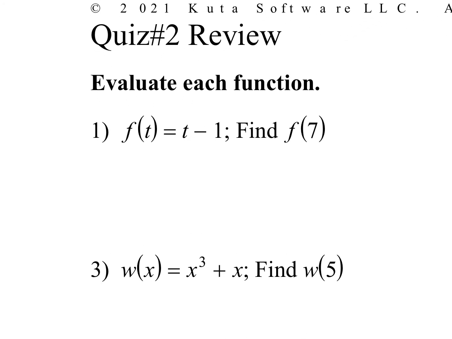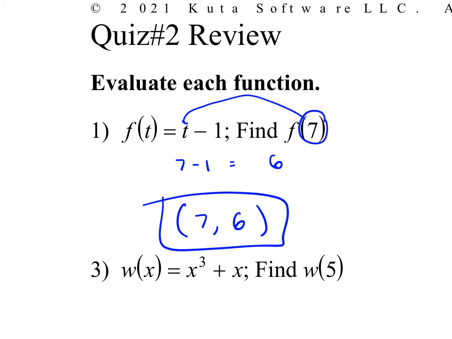What do you think I have to do for number 1? Plug it in. So I take 7, plug it in for t. So I have 7 minus 1, which is 6. Remember, you have to write your answer as a point for these. What did I plug in for t? 7. And what did I get as my answer? 6. So my answer would be 7, 6.